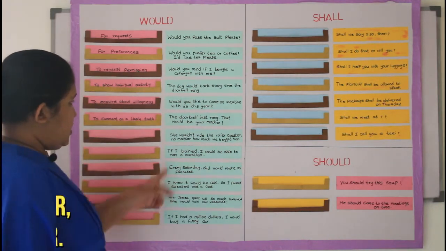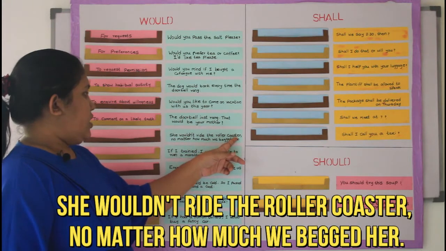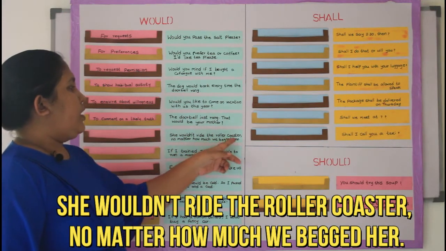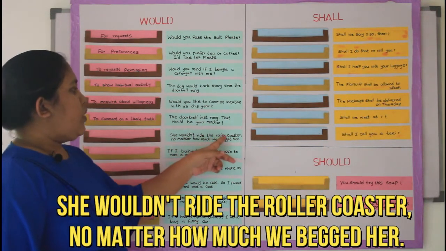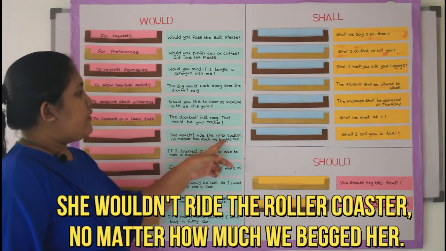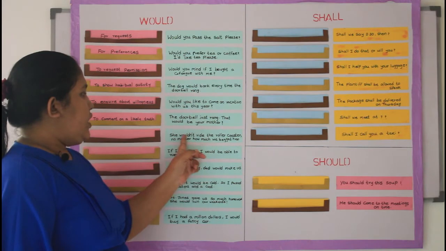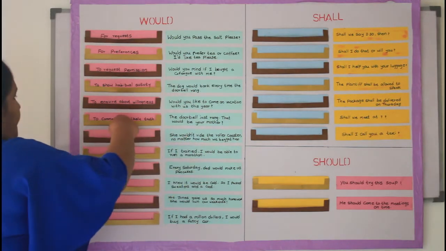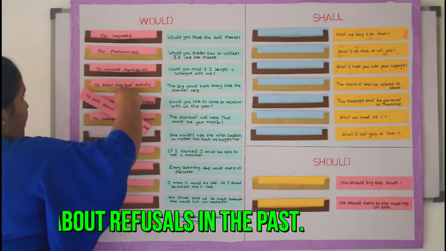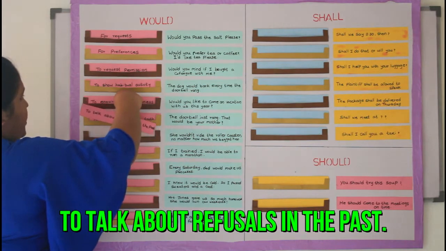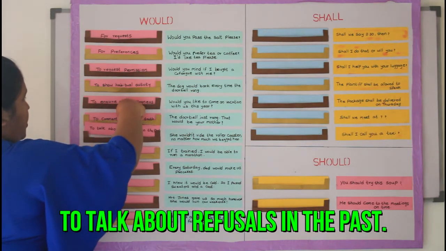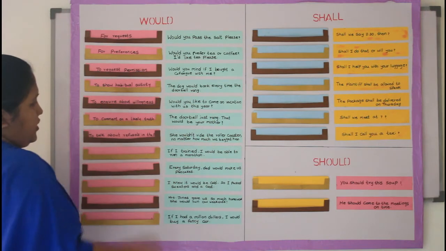Next one. She wouldn't ride the roller coaster no matter how much we beg her. Here, the negative form of would is used to talk about refusal in the past.